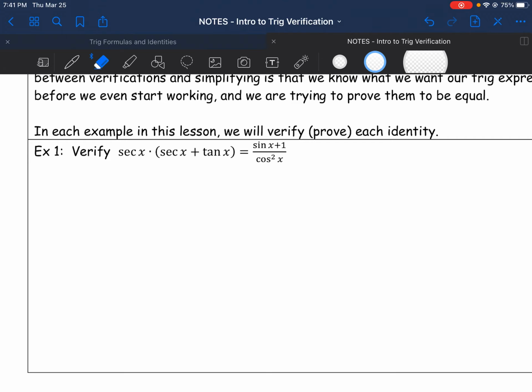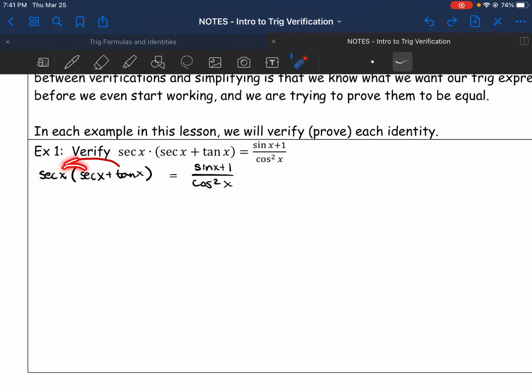So here in our first example, we want to verify that secant of x times secant of x plus tangent x is equal to sine of x plus 1 over cosine squared. So I'm just going to start by rewriting the problem. And for me, in this problem, I'm going to go ahead and distribute the secant of x. And notice I'm working on the left side here. I'm going to try to work on this left side until it equals the right side.